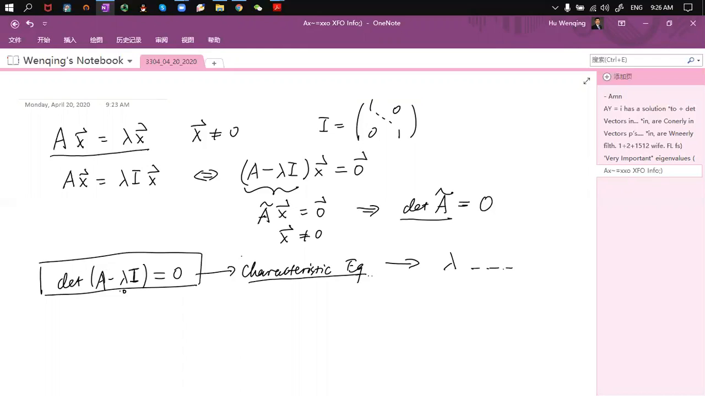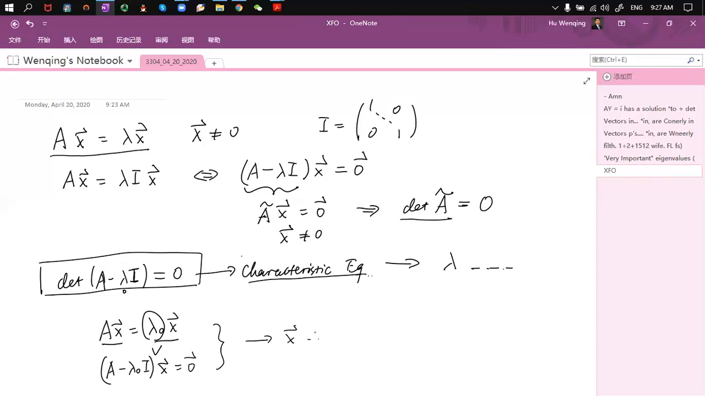Because this is just an algebraic equation, you expand the determinant and it gives you lambda. Once you find a lambda, you have a fixed choice of lambda, let's say lambda 0. Lambda 0 is already found. So you just have to solve this system of algebraic equations: Ax is lambda 0 x, or you can say (A minus lambda 0 I) x is equal to 0. Either way is okay. You can solve for your x.